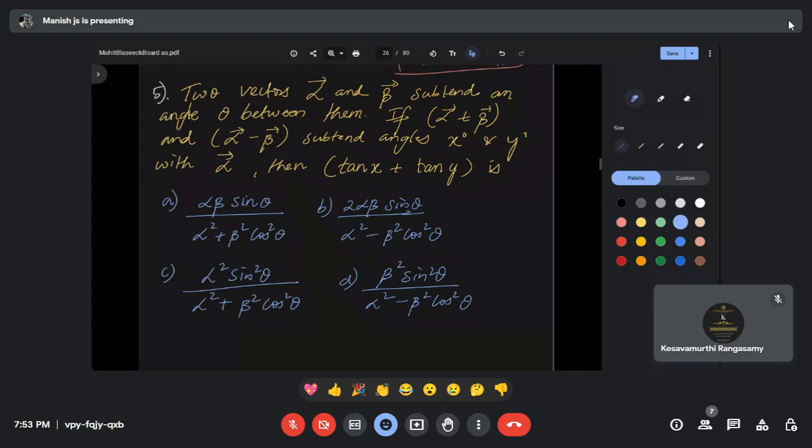Anybody wants to ask something or say something, you can tell me. So what is the relation that you can use here? They have given you vectors, and again the angle between them is also given.